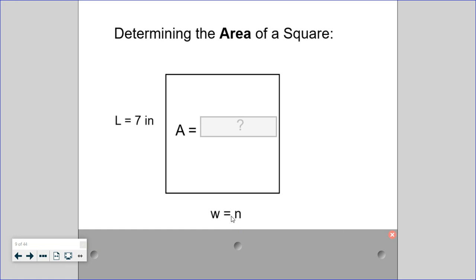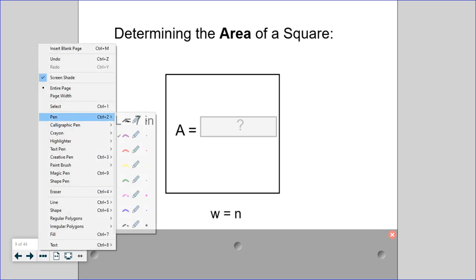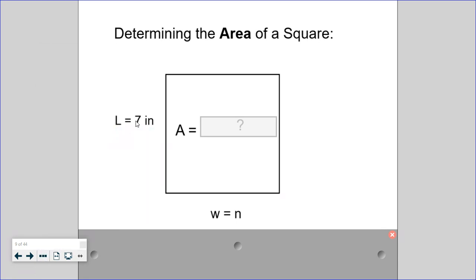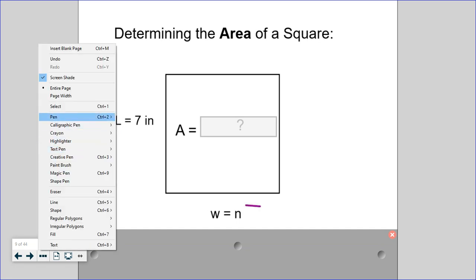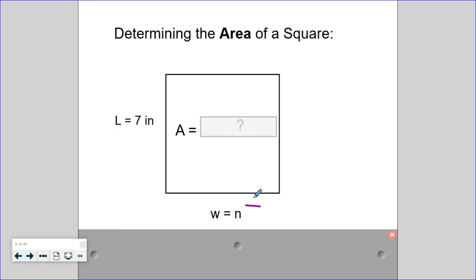I wonder if you figured it out. Think about what we know about a square. All four sides of a square are the same. So if we know that this is 7, guess what this is? It's also 7. One moment, my pen is a little slow. There we go, it's also 7.